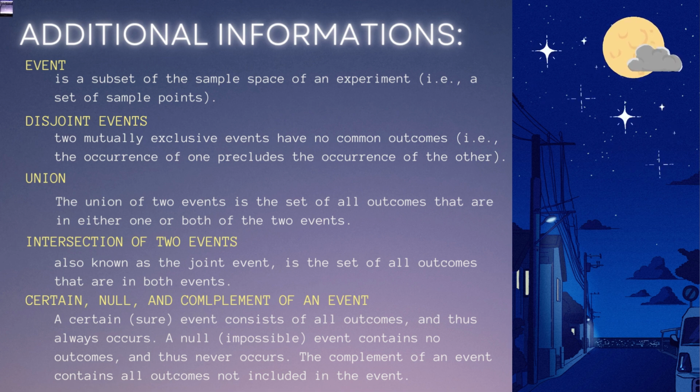And lastly, certain, null, and complement of an event. A certain event consists of all outcomes and thus always occurs. A null event contains no outcomes and thus never occurs. The complement of an event contains all outcomes not included in the event.